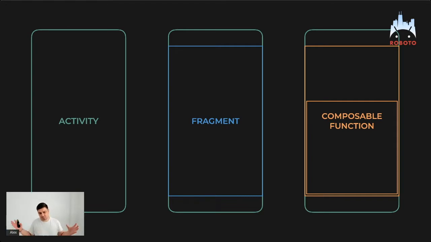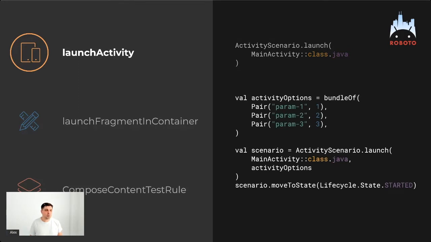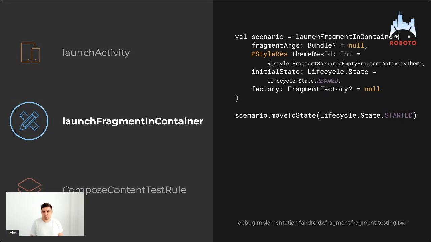So we have a lot of different options. How can we test each of them? Because it's really hard to do automation without understanding how we can test them and which possibilities we have. So when we have an activity and we want to launch it, one option is to use ActivityScenario.launch, where we can put our activity. If we want, we can put in some parameters. We can even move to a different state of our activity. So it looks good. What about fragments? With fragments, we can launch a fragment in a container.